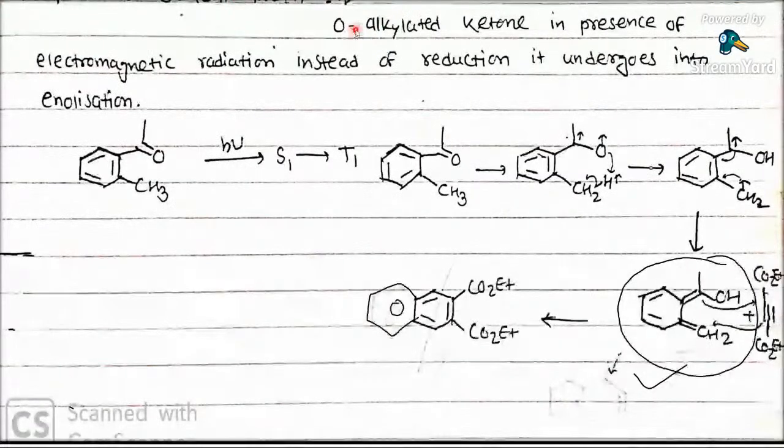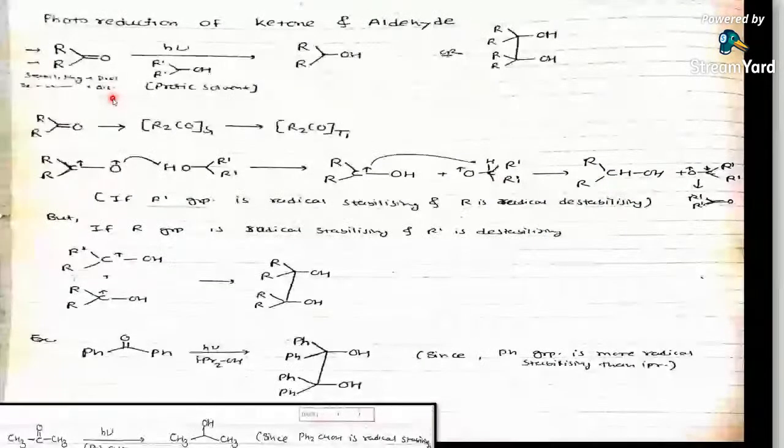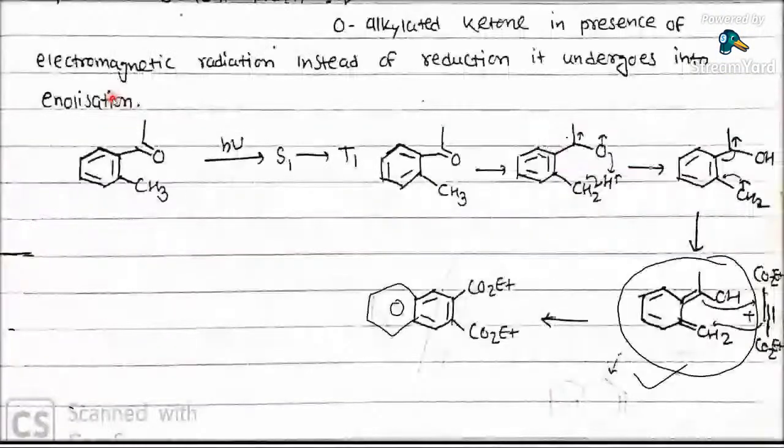An ortho-alkylated ketone, in the presence of electromagnetic radiation, instead of undergoing reduction, undergoes enolization. Initially we saw the photoreduction of ketones and aldehydes. Now this reaction involves ortho-alkylated ketones. This is the ketone entity, and an alkyl group is present at the ortho position. In the presence of electromagnetic radiation, it does not undergo the reduction reaction. Instead, it undergoes an enolization mechanism.